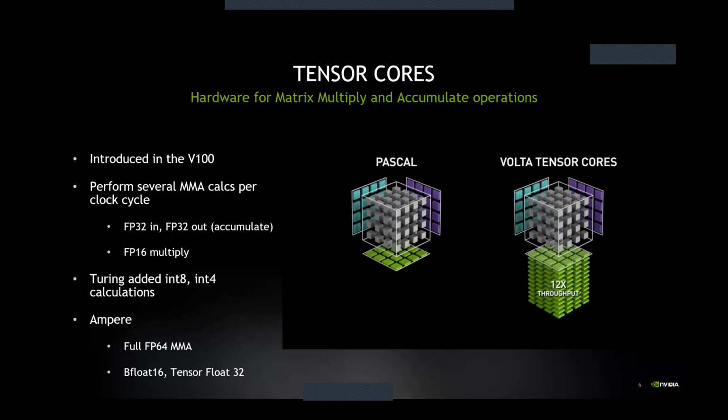With our latest Ampere architecture, we've introduced the third generation of Tensor Cores with support for even more data types for deep learning, such as bfloat16, but we also now have full double precision support for the MMA operations, which is particularly used for many scientific applications.